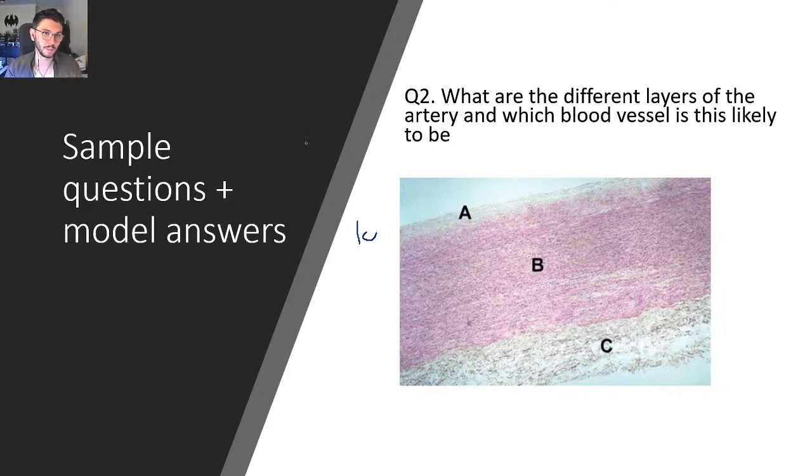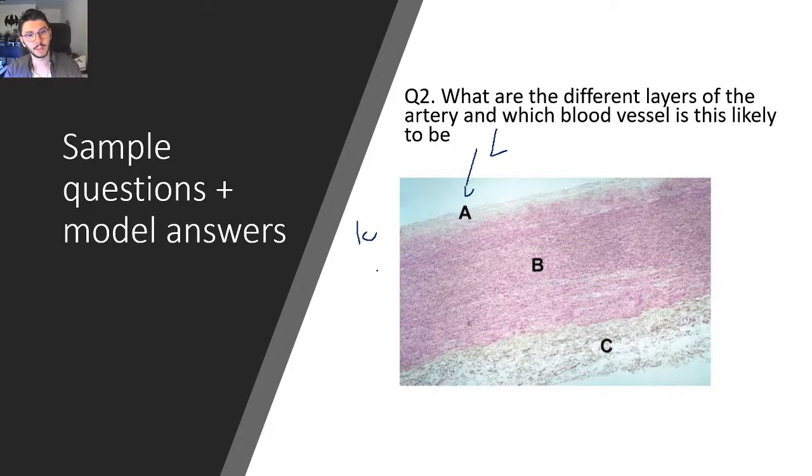So A is our intima, and that must mean that's our lumen, right? That's our lumen, that's the inside. That's our intima. B is obviously our media because we have the muscles, and C is the tunica adventitia or tunica externa. Now what type of blood vessel is this? So it's likely to be an artery because of the thick muscular layer. But what type of artery?